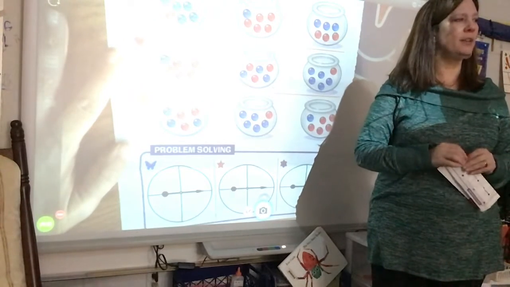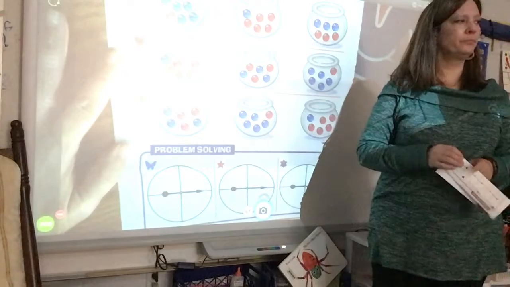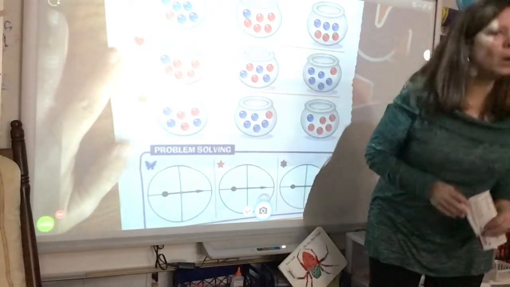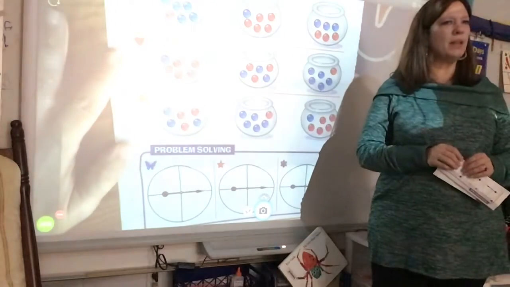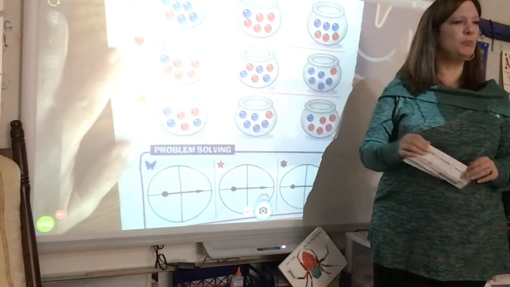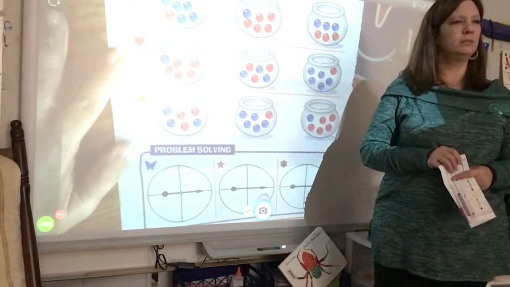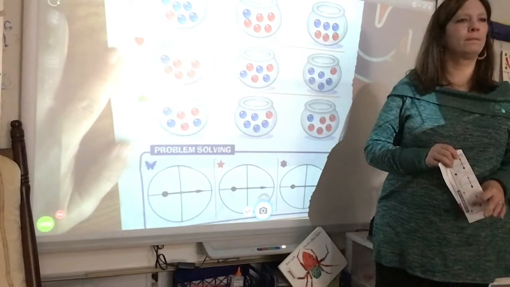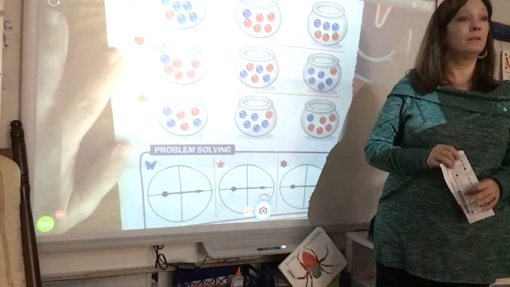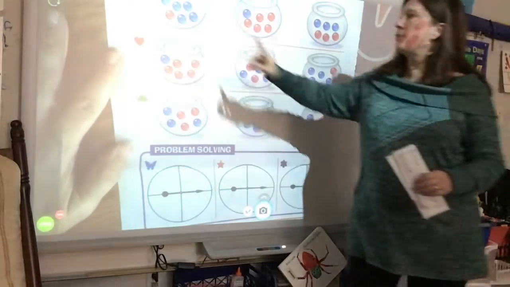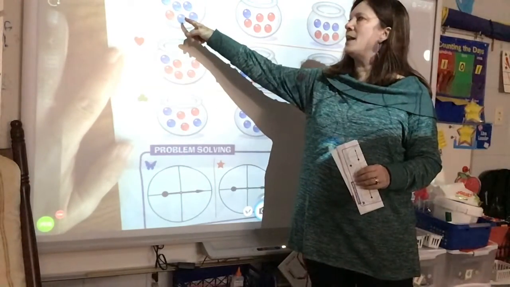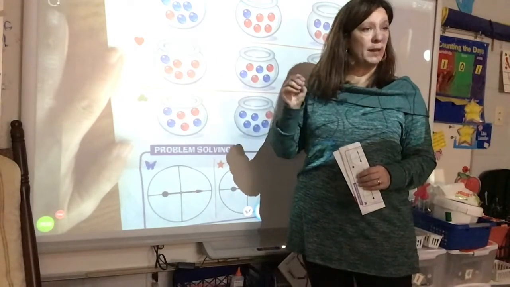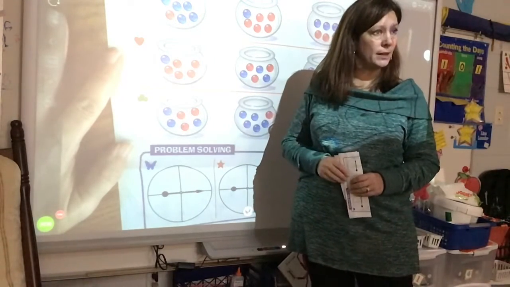Did you circle it, Zoe? Remember the little hint I just gave you? More likely to pick blue. Which one did you pick, McKinley? I picked the one that had 6 blues. So the first one you picked because it has more blues, right? It's more likely to pick blue. It has more blues in it.